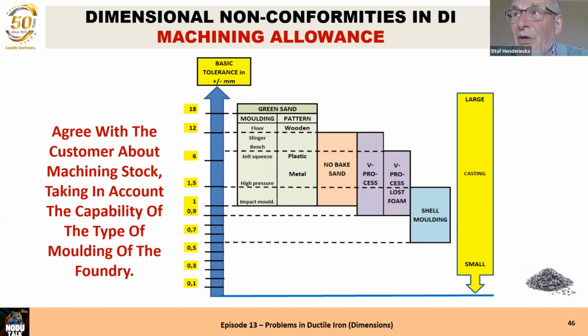It's a little bit also indicated in the 8062 standard, but as I said, please take a bigger machining allowance, because otherwise, from time to time, it's not enough.